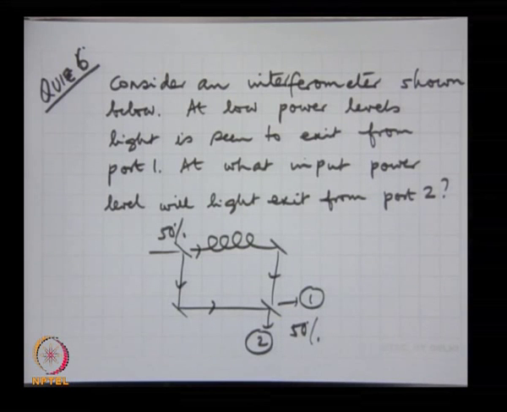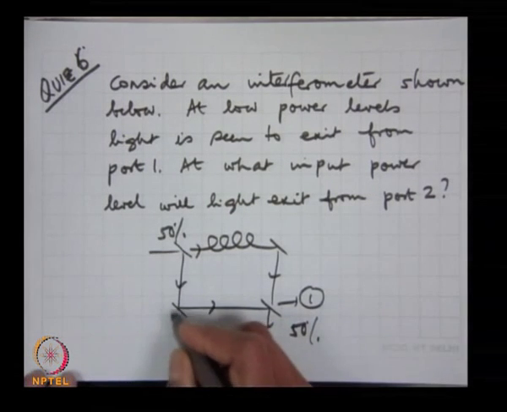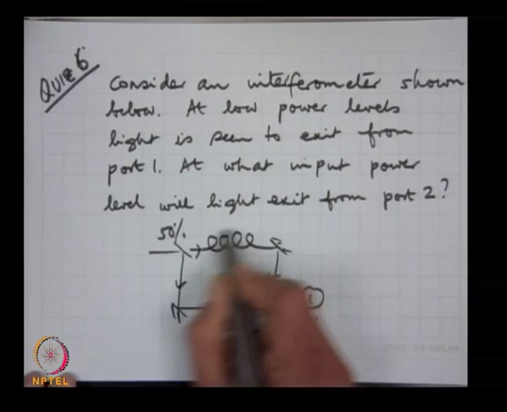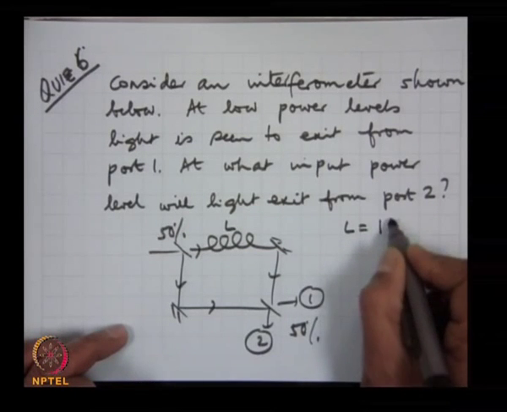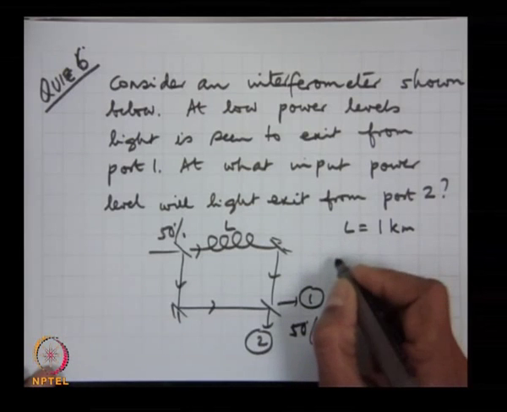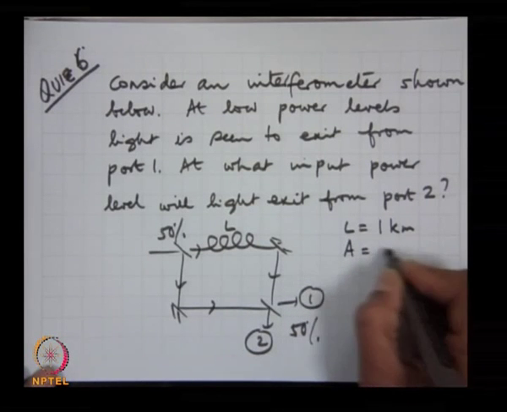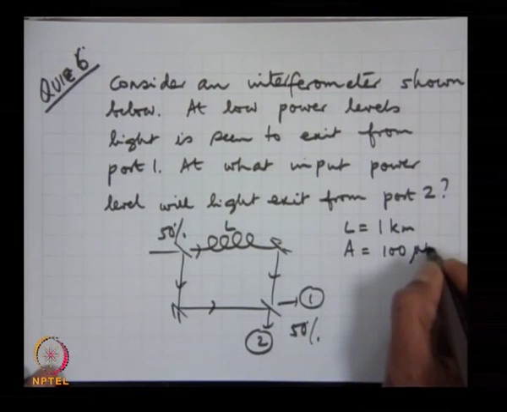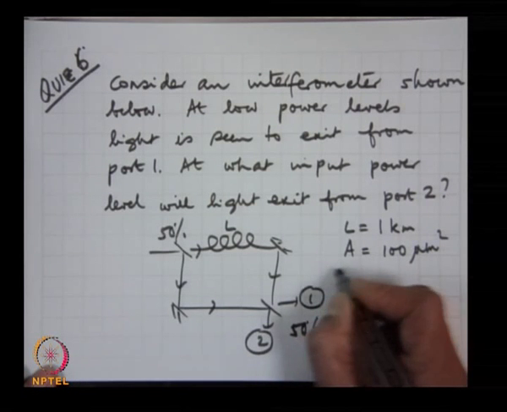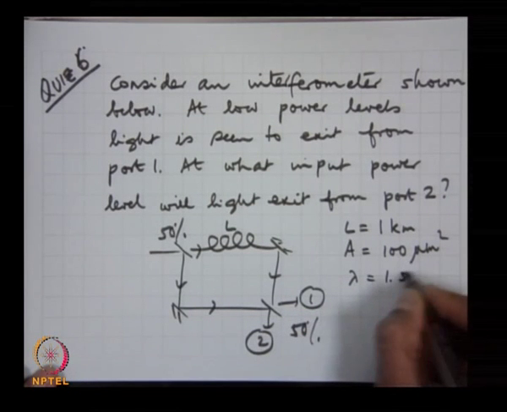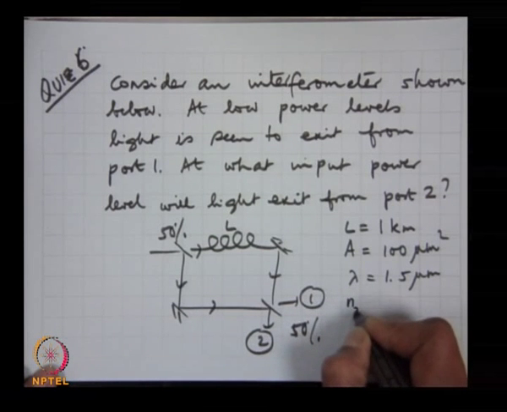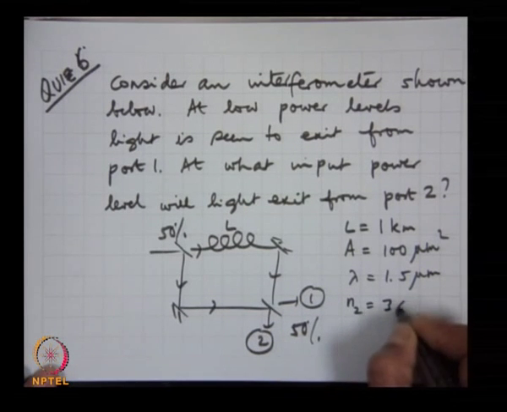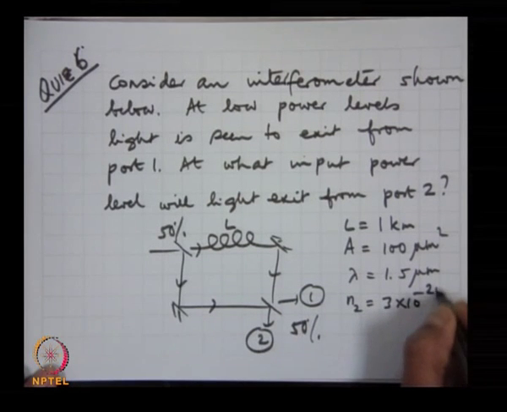Okay, this is the classical picture. Here is an interferometer. This is an optical fiber, and the length of this fiber is 1 kilometer. I'm giving you the area of cross section of the fiber is 100 micron square. Lambda is 1.5 micrometer, and N2 is 3 into 10 to the minus 20 meter square per watt.